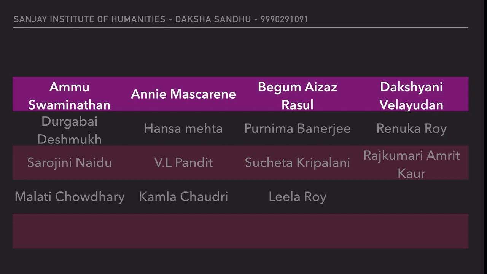11th is Sucheta Kripalani. 12th is Rajkumari Amrit Kaur. 13th is Malati Chaudhury. 14th is Kamla Chaudhary. 15th is Leela Roy. So these were the 15 women who were members of the Constituent Assembly of India, which was responsible for the making of the Indian Constitution.